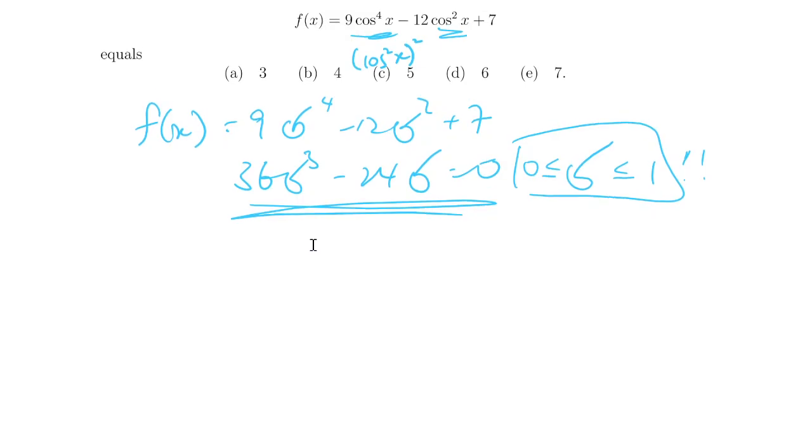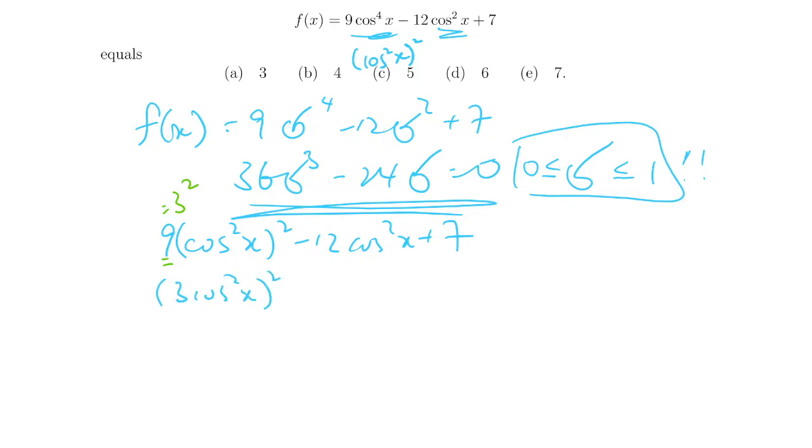Okay, so let's complete the square here. So let me copy this. So 9 cos squared x squared minus 12 cos squared x plus 7. Okay, so you see this 9 here. This 9 is basically 3 squared, right? So we could take it inside the bracket. So 3 cos squared x, the whole thing squared.